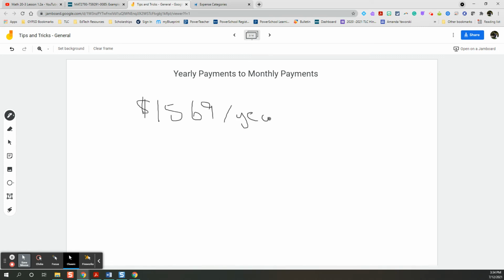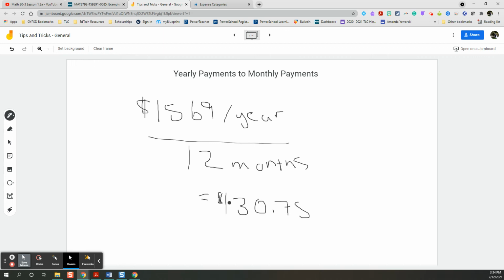So if your car insurance was that much a year, in order to calculate how many monthly payments that would be, we simply need to divide that by the number of months that are in a year. So there are 12 months in a year. So in actuality, this car insurance yearly amount would be $130.75 per month if we divide it by the 12 months that are in a year.